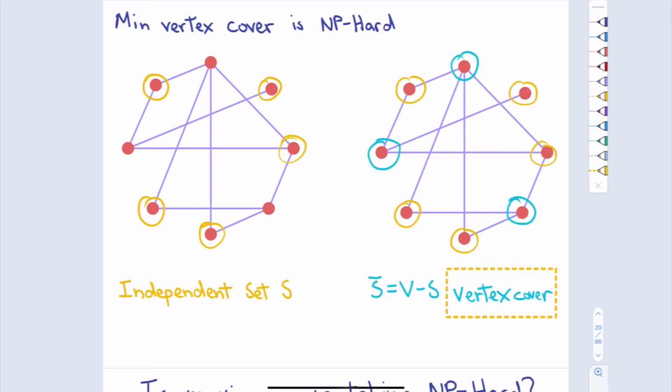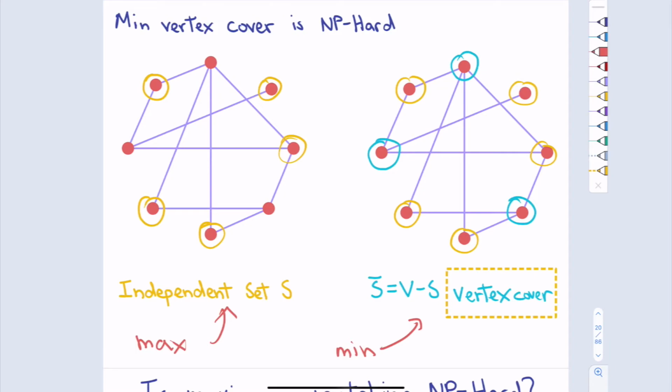For every vertex cover, the complementary set is independent. So a vertex cover has to take at least one vertex from every edge. So the complement can't have both vertices. So that means that maximizing the size of the independent set is really the same thing as minimizing the size of the vertex cover, by just taking the complement.